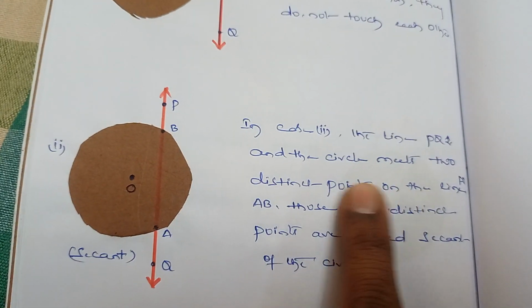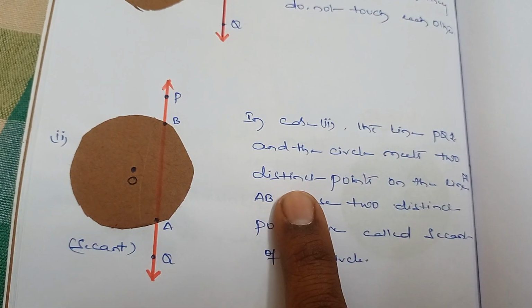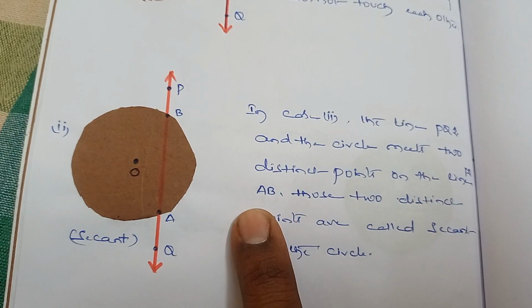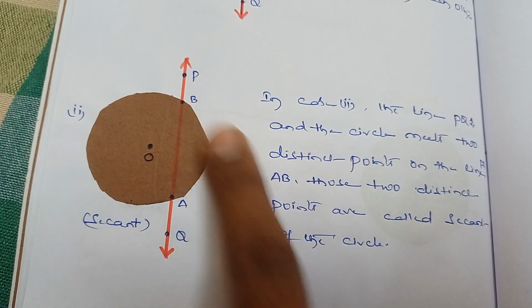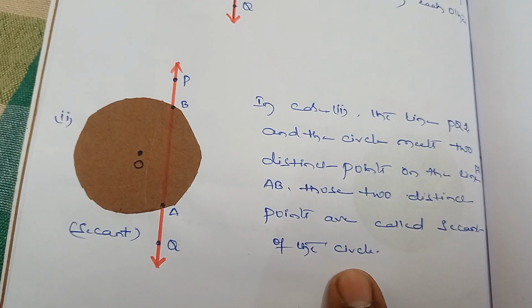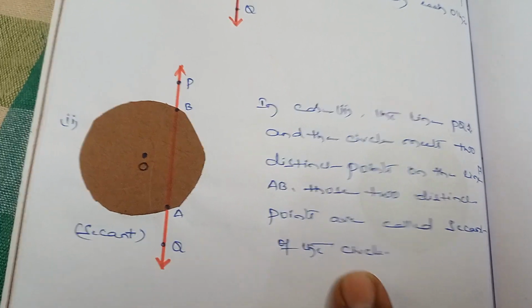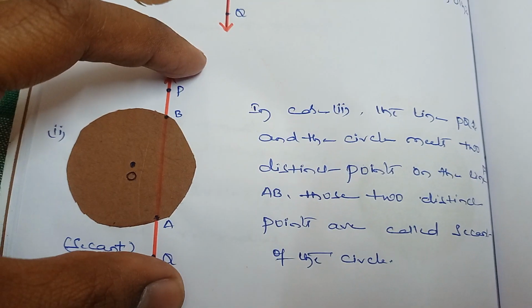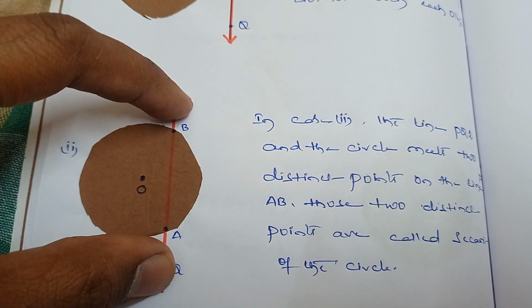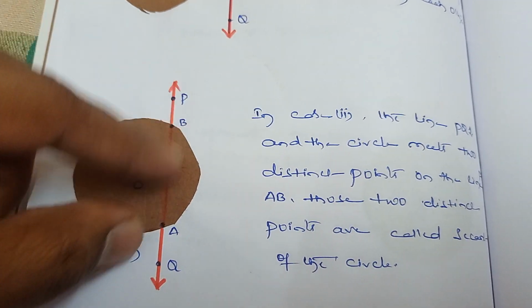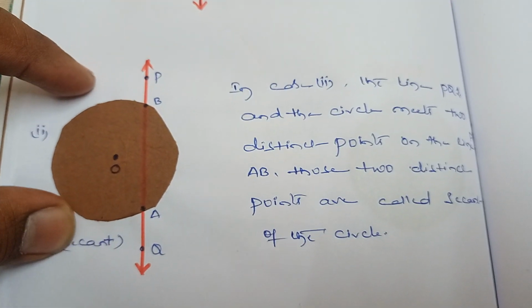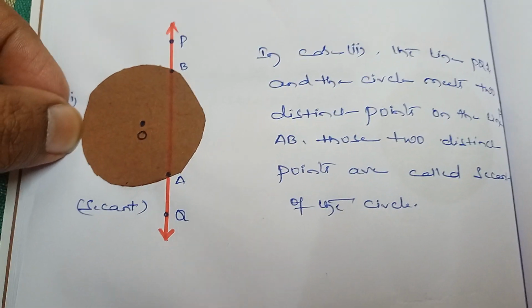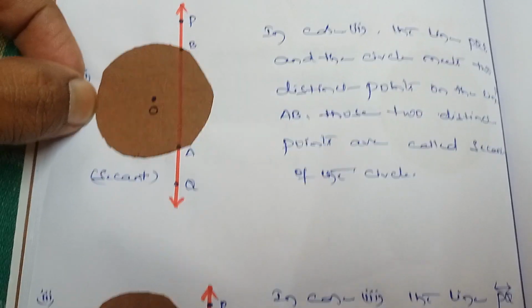Coming to case 2. In case 2, the line PQ and the circle meet at two distinct points on the line. So on the circle it is meeting at two distinct points, that is A and B. Those two points make the line a secant of the circle. When a line is meeting the circle at two distinct points, that line is called the secant, guys. When you drag that line to the circumference of the circle, that nature comes as tangent.